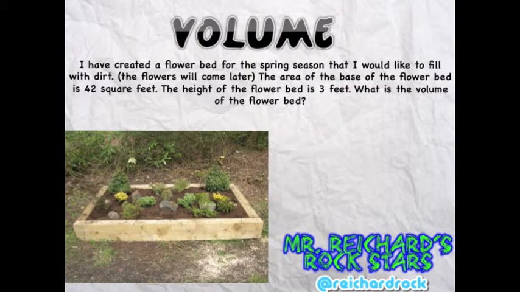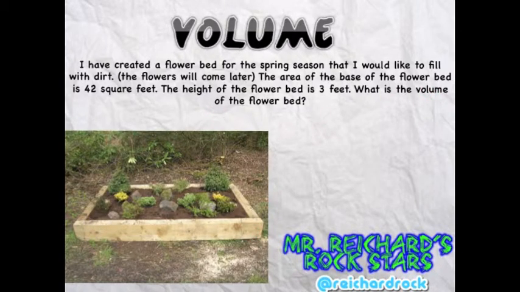Okay? And finally, one more. Here's a pretty practical problem, guys. Follow along as I read it out loud. I have created a flower bed for the spring season that I would like to fill with dirt. The flowers will come later. The area of the base of the flower bed is 42 square feet. Okay, so I hear square feet, so it sounds like the bottom area, how much does it cover? How many tiles or how many squares would cover the bottom is already calculated. The height of the flower bed is 3 feet. Okay, height, up and down. What is the volume of the flower bed?